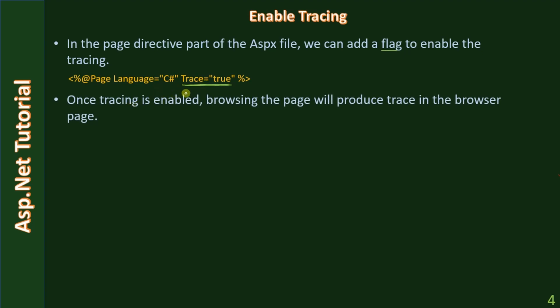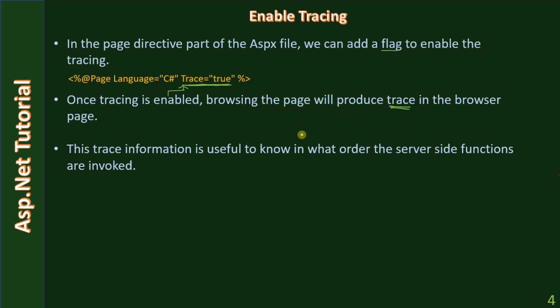Once tracing is enabled, just like this, browsing the page will produce trace in the browser. Trace in the sense it will show in what order the server-side functions are called. That will be helpful for you to know where to place your C# code, and in what situation the code will be called, or in what page lifecycle event the code will get called. All this you can visualize by enabling the tracing.